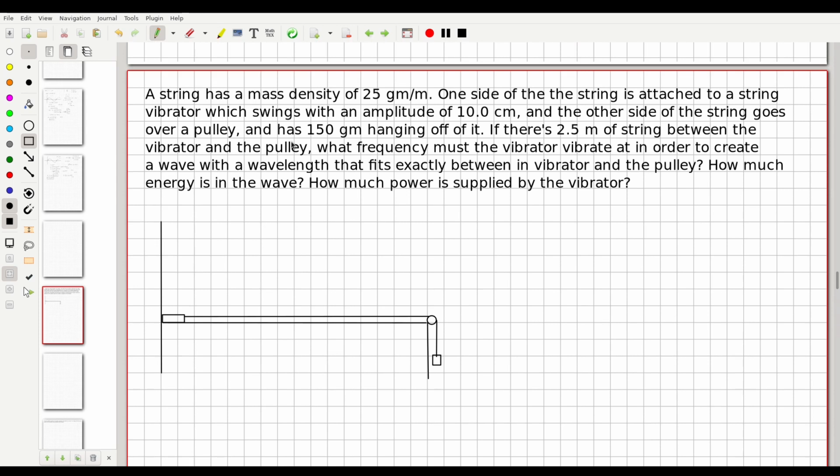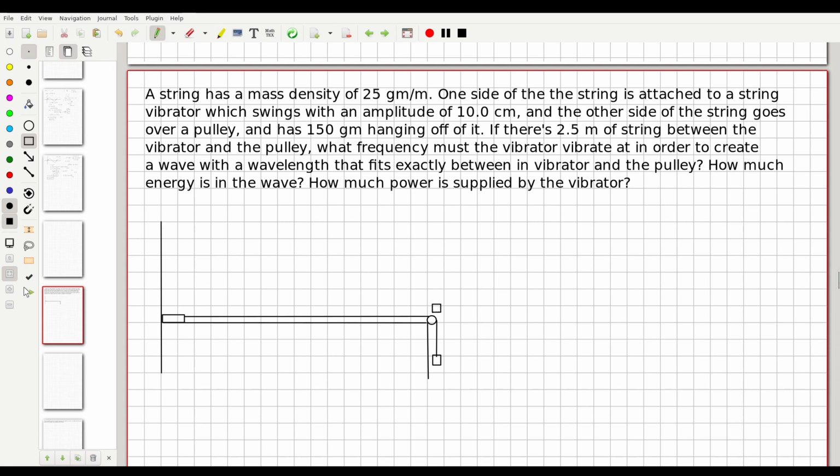We have a string that has a mass density of 25 grams per meter. One side of the string is attached to a string vibrator which swings with an amplitude of 10 centimeters. The other side of the string goes over a pulley, and on that side you have 150 grams hanging off of it. So that's what's giving it its tension. There's 2.5 meters between where the string attaches to the vibrator and where it hits the pulley.